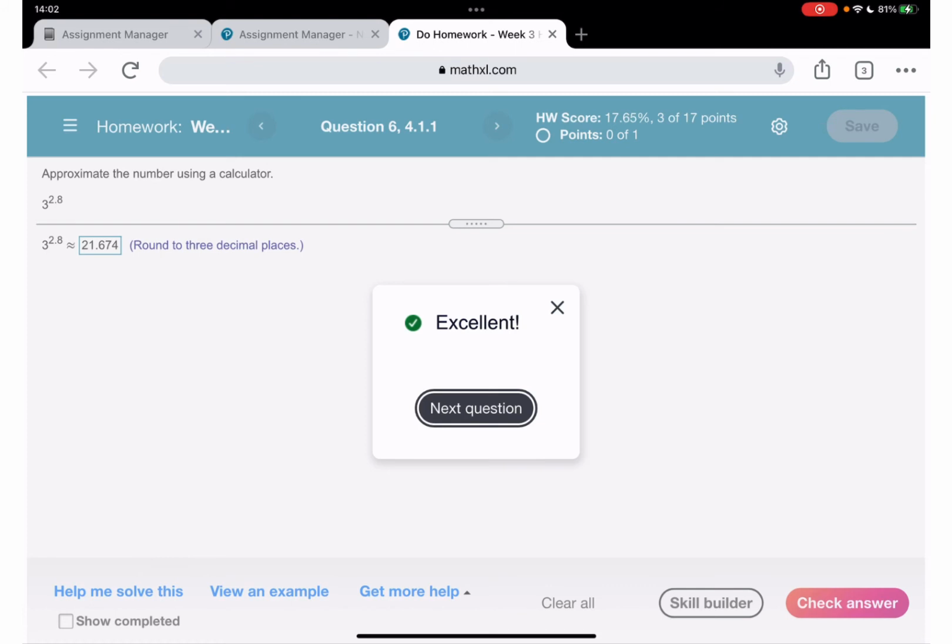So first I typed 3 and then I clicked on the X to the power Y button and then the power 2.8. Now every calculator works a different way. I used an iPhone, so whoever has an iPhone can follow me.